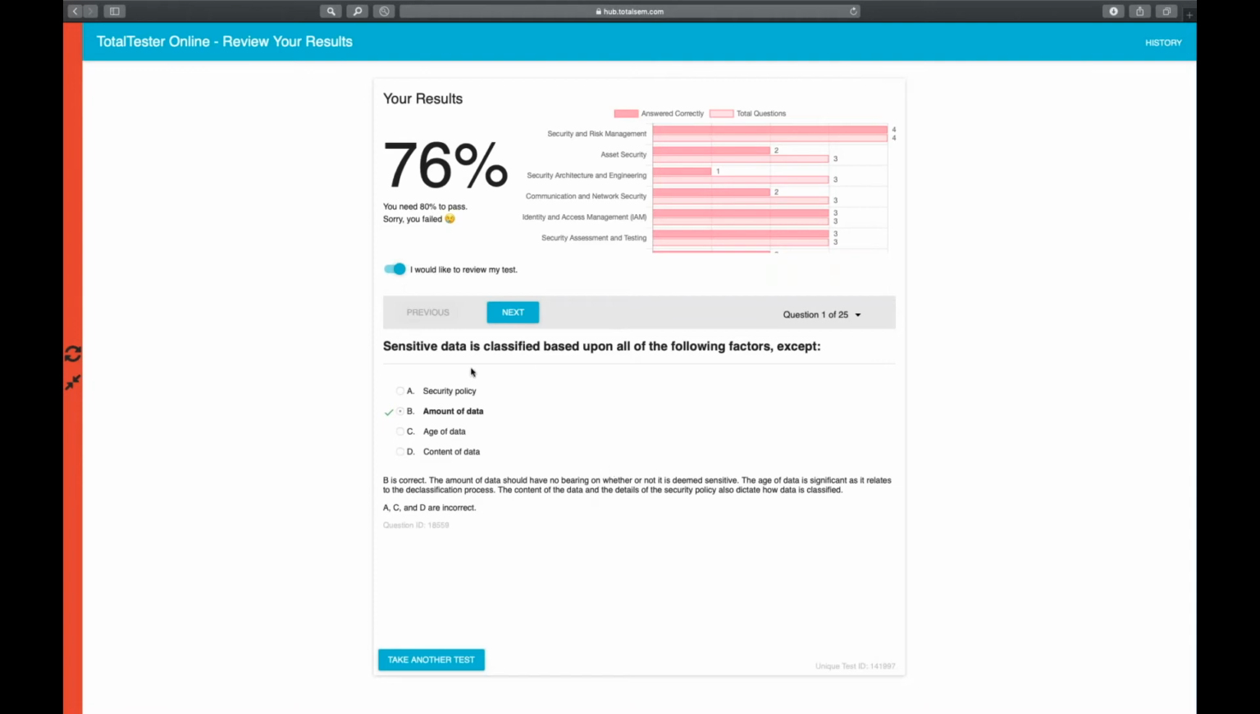All right. Sensitive data is classified based upon the following factors. The amount of data should have no bearing on whether or not it is deemed sensitive. The age of data is significant as it relates to the declassification process, and the content of the data and the details of the security policy also dictate how data is classified.